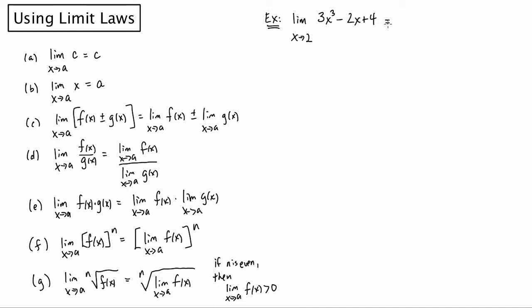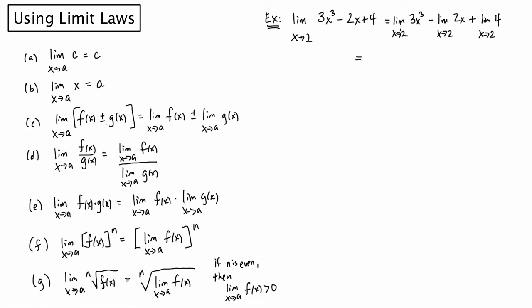So the first limit law says we've got things that are added or subtracted here, so I can take the limit of each piece. So we've got the first piece, then it's minus the limit of 2x plus the limit of 4. So this is using the addition and subtraction property, that the limit of things that are added or subtracted together, I can take the limit of each piece individually.